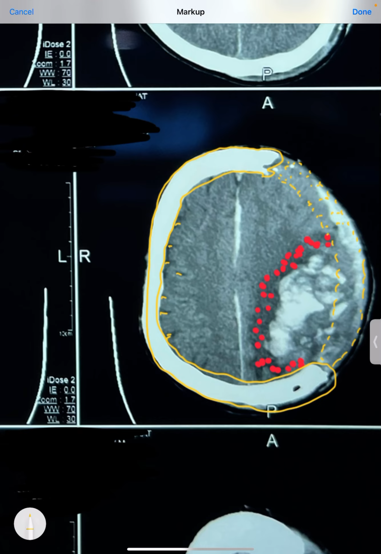So this is the reason why we are not able to see skull bone in this area, because the skull bone is removed and it is usually kept somewhere in the abdominal muscle.